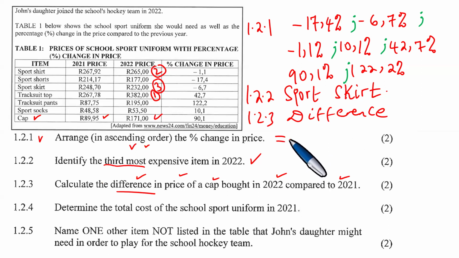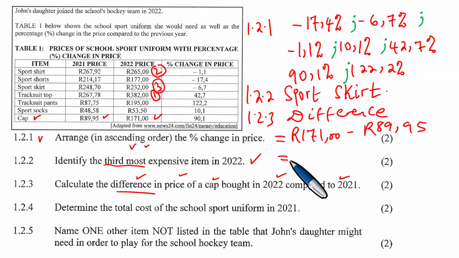Isn't it subtraction? Well done, subtraction. 171 rand minus 89 comma 95. And then what is the answer? It's actually 81 comma 05. That is the difference. To find the difference between the 171 rand and the 89.95, we just subtract.